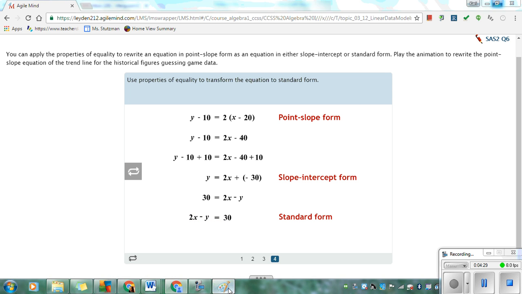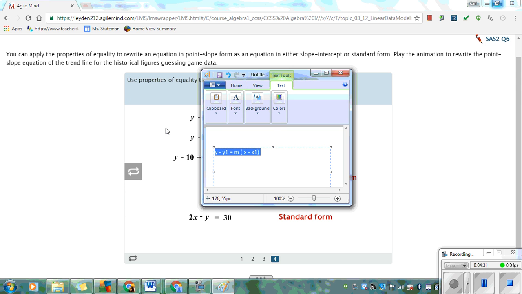Here's what I would do. I would take my equation, y equals 2x minus 30. I need to move my 2x to the other side by making it opposite, so I make it a negative, and then a reminder that you can't have a negative x, so I'm going to divide everything by negative 1. Negative 2 divided by negative 1 is 2x. 1 divided by negative 1 is negative y, and negative 30 divided by negative 1 is 30.